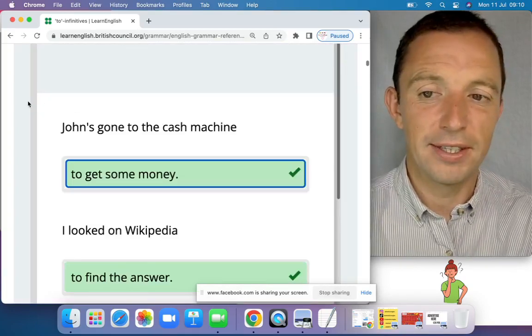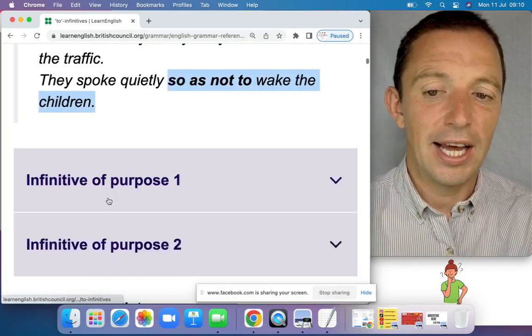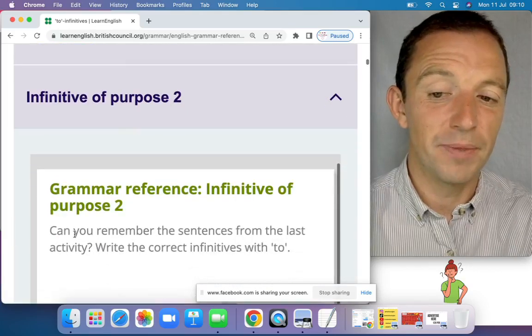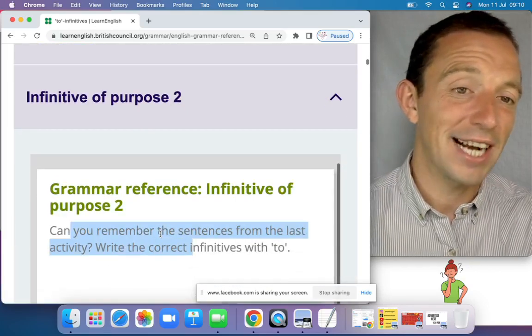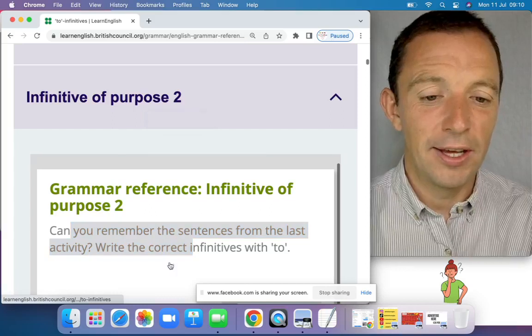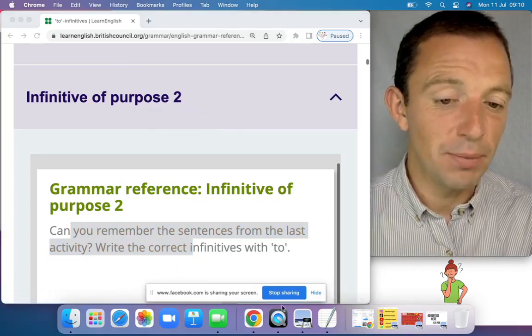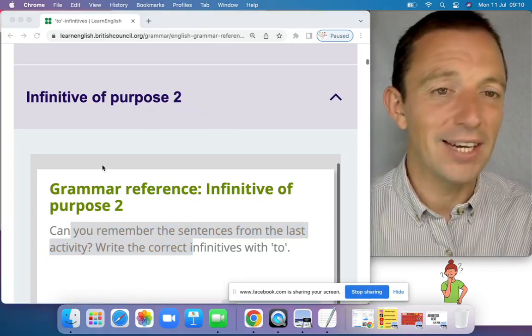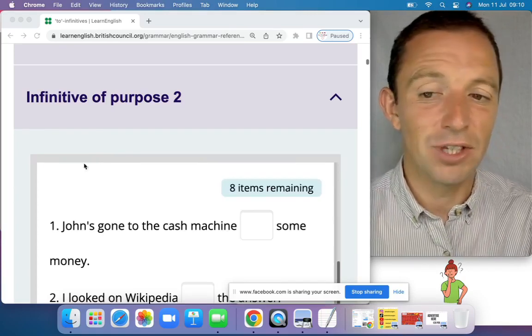Okay, not bad, because it's not too difficult. And exercise 2 is just repetition. Can you remember? So that's an extra activity if you want to do it. Questions. If you have a question, please put your question in the Facebook chat, and I can answer your questions at the end and respond to your comments.